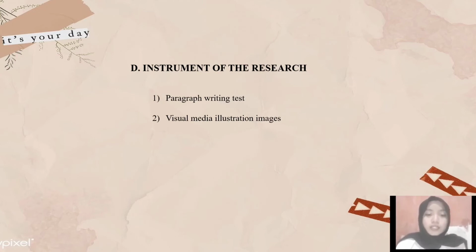Next is instruments of the research. There are two instruments of the research: the paragraph writing test and visual media illustrations.